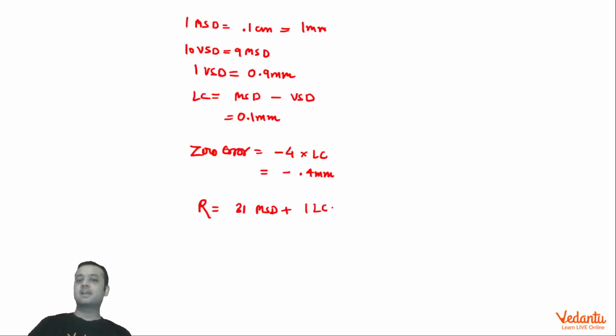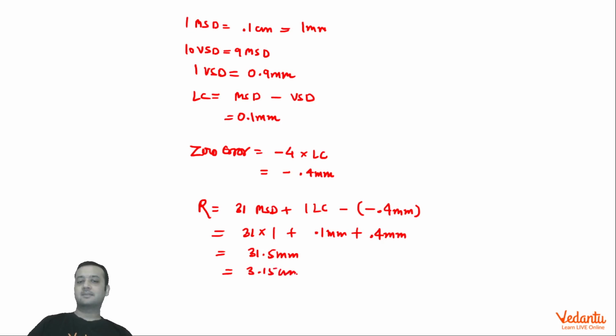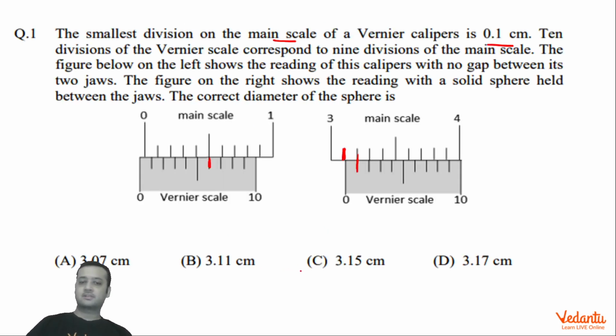So 1 into least count, and in this we will have to subtract the zero error, right? So minus of minus 0.4 mm. So now we can say that 31 into main scale division was 1 mm. I'm just calculating the values in mm and then we will convert that into centimeters. Least count is 0.1 mm and this will become plus 0.4 mm. So you can see that this becomes 31.5 mm and hence this becomes 3.15 centimeters. So according to us, option C will be the correct answer for this question.